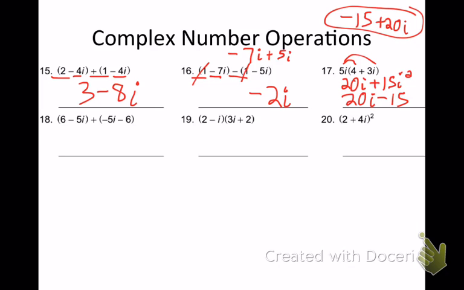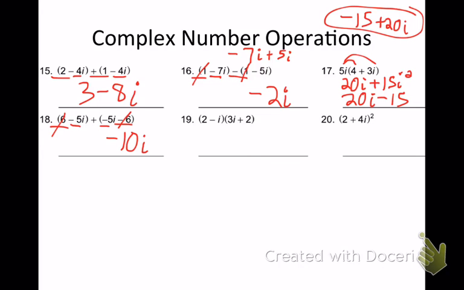18, McCool, what'd you get? Oh, yeah. It's negative 10i. If you look here, 6 plus a negative 6, well, zero. The 6's cancel. So you have negative 5i plus negative 5i gets me negative 10i.